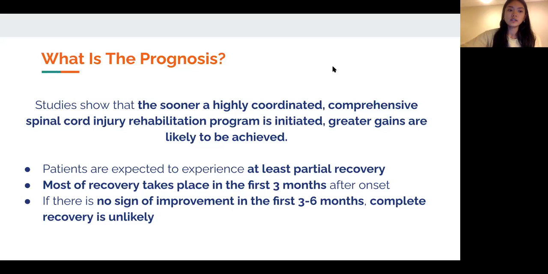What is the prognosis? Studies show that the sooner a highly coordinated, comprehensive spinal cord injury rehabilitation program is initiated, greater gains are likely to be achieved. Patients are expected to experience at least partial recovery. Most of recovery takes place in the first 3 months after onset, and if there is no sign of improvement in the first 3 to 6 months, complete recovery is unlikely.